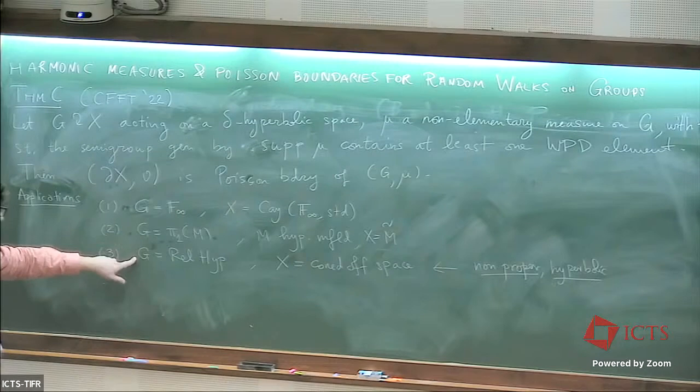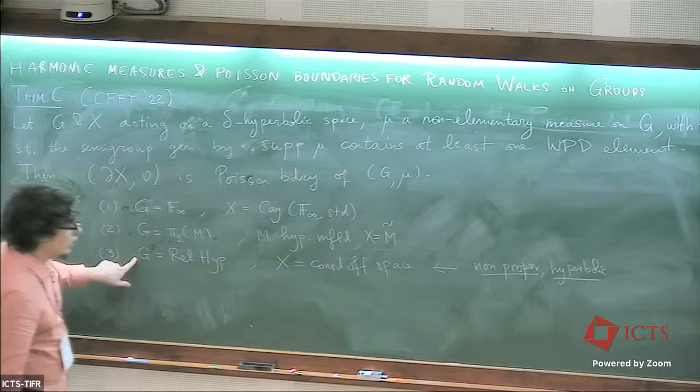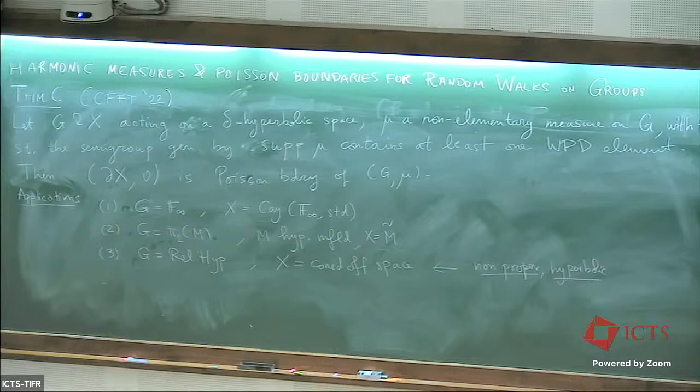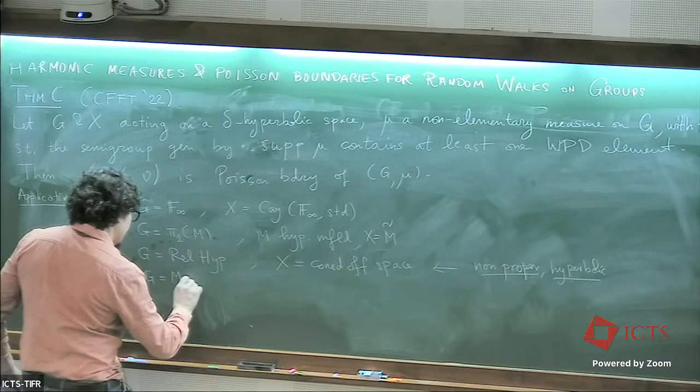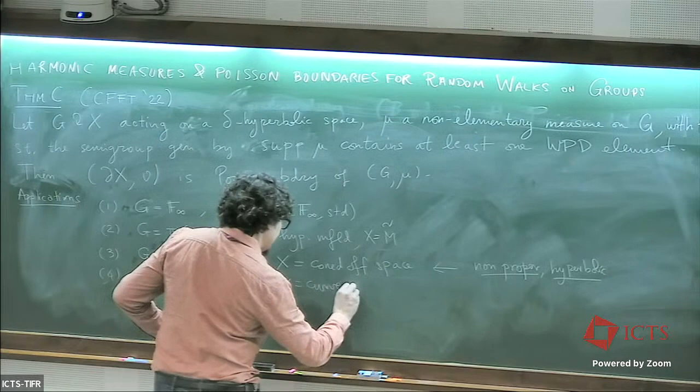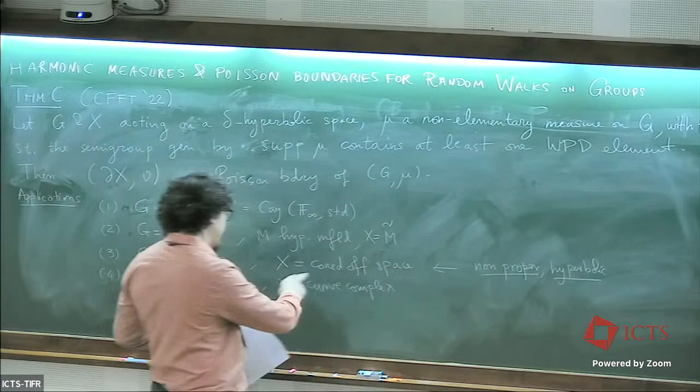Yeah, this one, there are different people. It follows from Mahan and myself, but also I think maybe Gautier and Mateus or something. There were some people studying the relatively hyperbolic case before. Then definitely there's the mapping class group, and here, for instance, we can take the curve complex. Originally this was not for the action on the curve complex, but for the action on Teichmuller space.